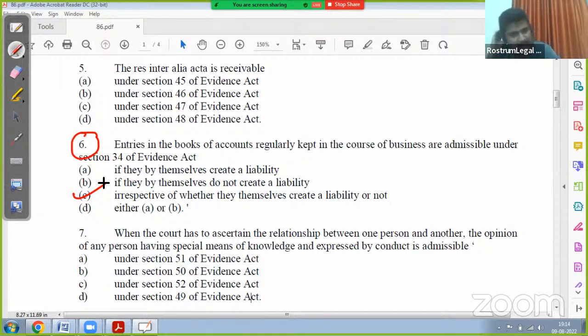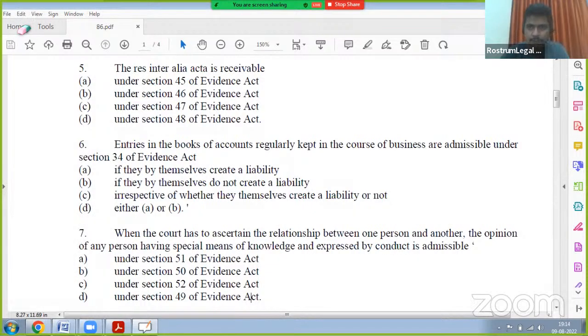In simple way, they are asking opinion relating to the relationship when relevant. This is the heading of section 50. So its correct answer will be option B. Right? चलिए आगे बढ़ते हैं. Moving towards next question.